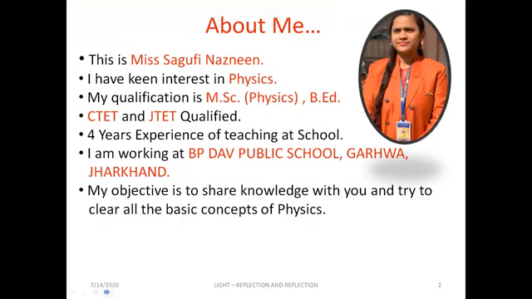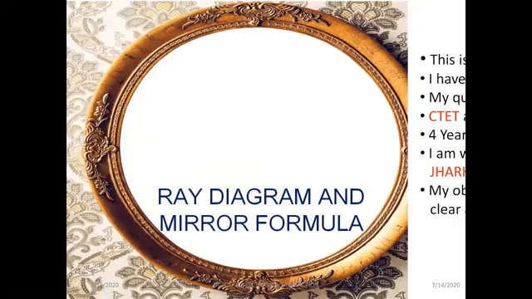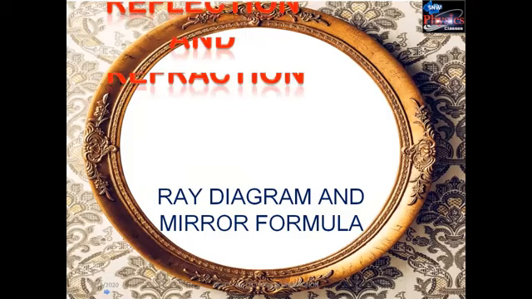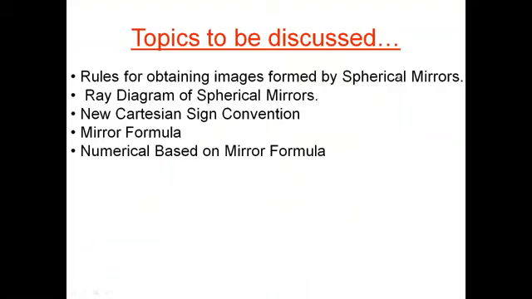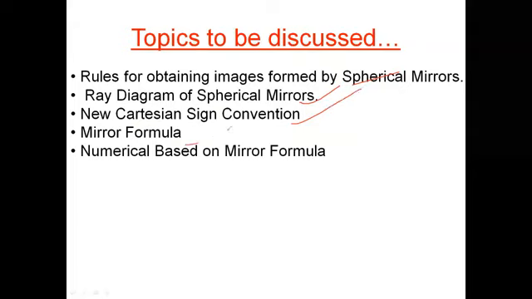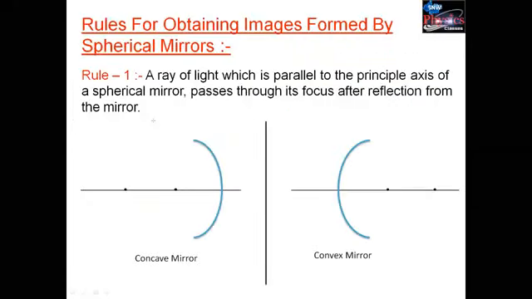This is the second part of the chapter, first class 10th physics, that is light, reflection and refraction. In this video, we are going to deal with the topics: rules for image formation by spherical mirror, ray diagram for spherical mirrors, new Cartesian sign convention, mirror formula, and some numericals based on mirror formula. So the very first topic is rules for obtaining images formed by spherical mirrors.